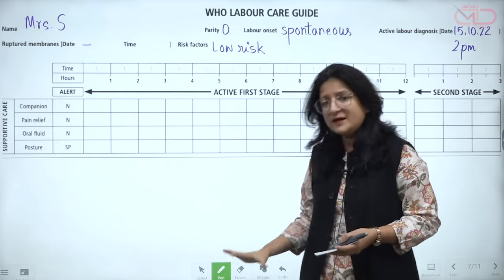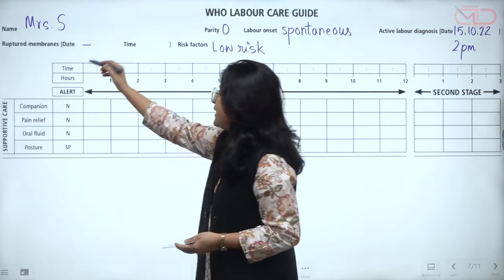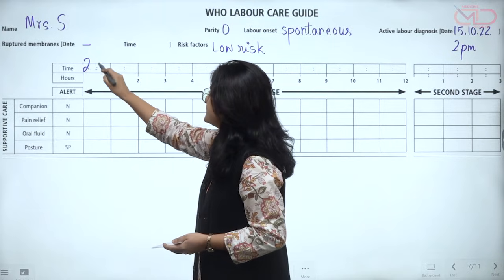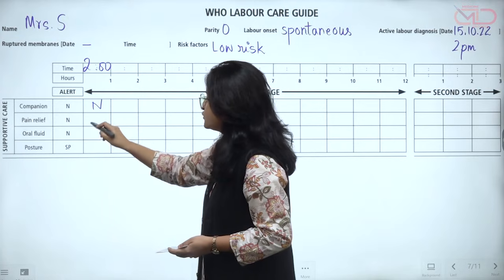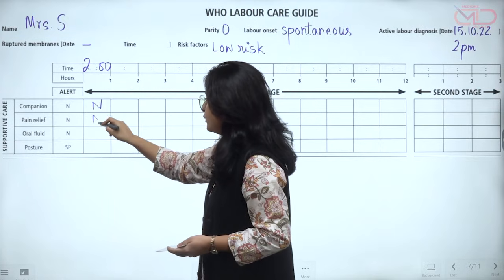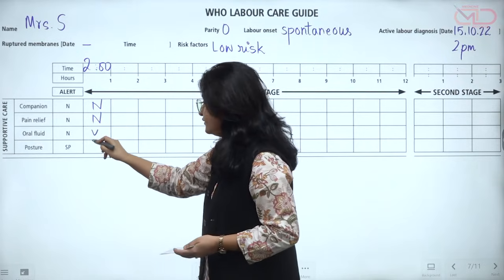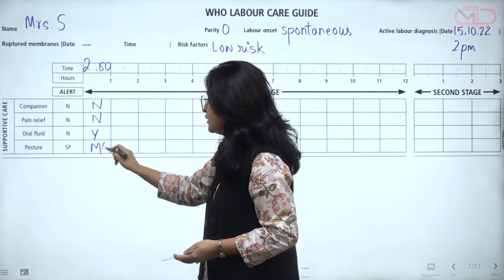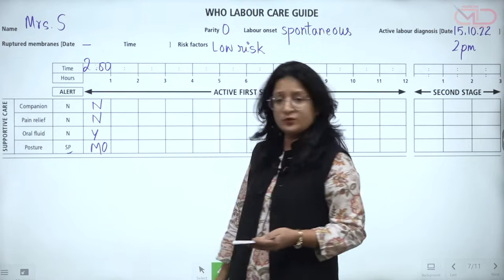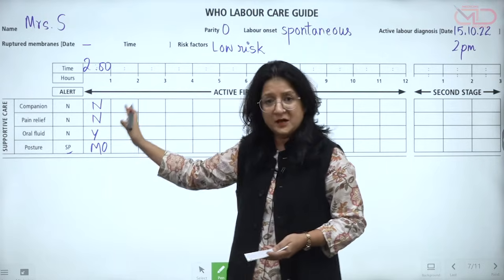Once we are done with the complete examination and history taking, we start plotting the partogram here. So at 2 p.m. was when her assessment began. She at that time did not have a companion, so no. Pain relief is not ongoing at present, so no. She's requesting it. However, she's taking oral fluids, yes, and she's walking. She's ambulatory, she's mobile, so she's not lying down in supine position. So this is the first section of the graph that will be completed.